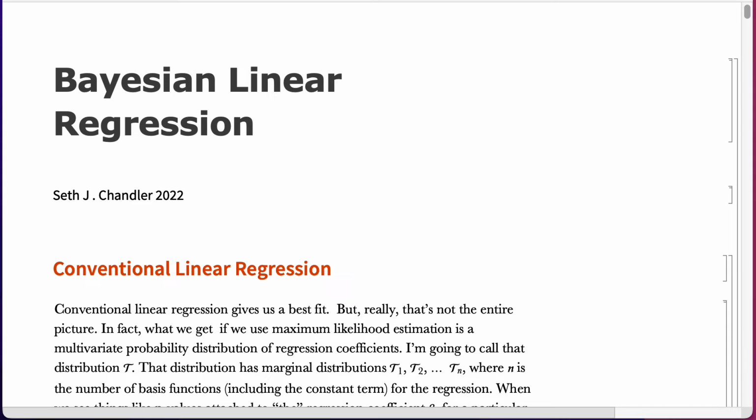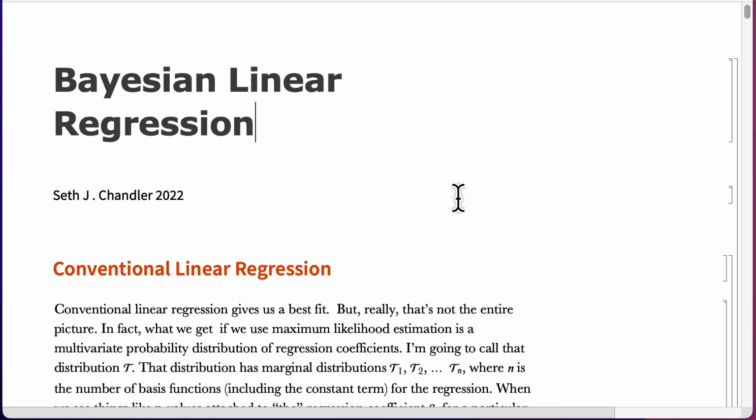Before we get to Bayesian regression, though, I think it's time for a second look at just standard linear regression. When we do linear regression, we usually get some best fit. We fit a line to points or a plane to points. But really, that's not the entire picture. And if we use maximum likelihood estimation, what we're really deriving is a multivariate probability distribution over the regression coefficients. I'm going to call that distribution big script T.